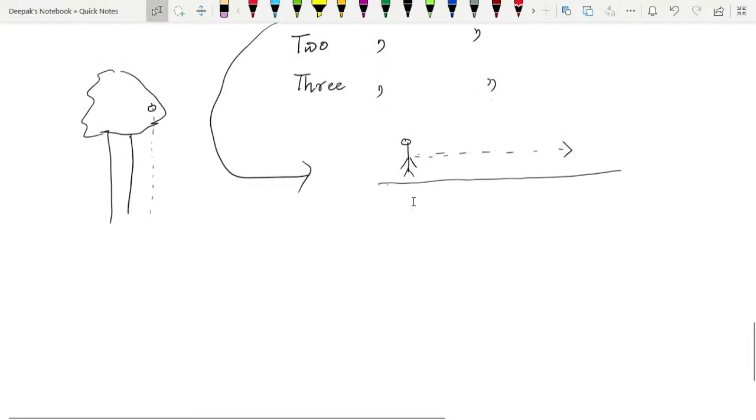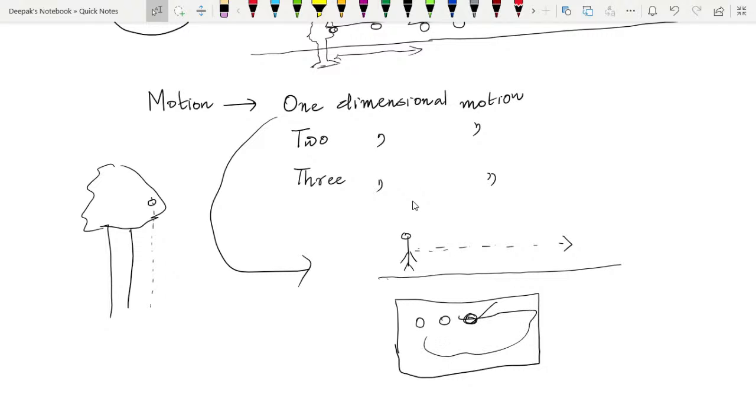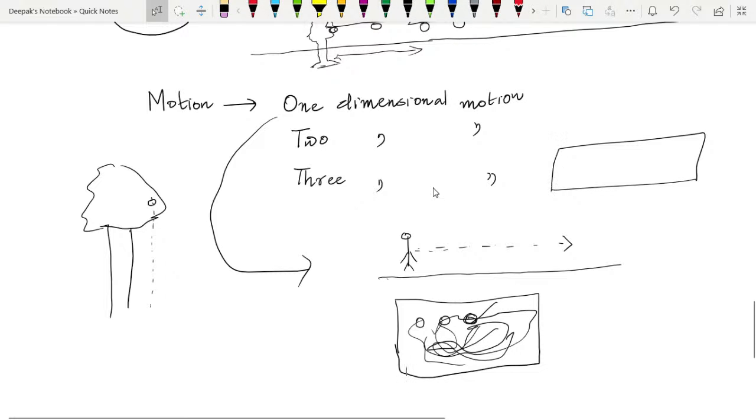Now two dimensional motion. Suppose you have a carom board and small discs on it. If you hit a disc, it will move around the carom table, it can go anywhere. It's not a straight line motion, it's moving in a plane, on a flat surface. So that is two dimensional motion. Another example is an insect moving on the floor of a room, on a flat surface.